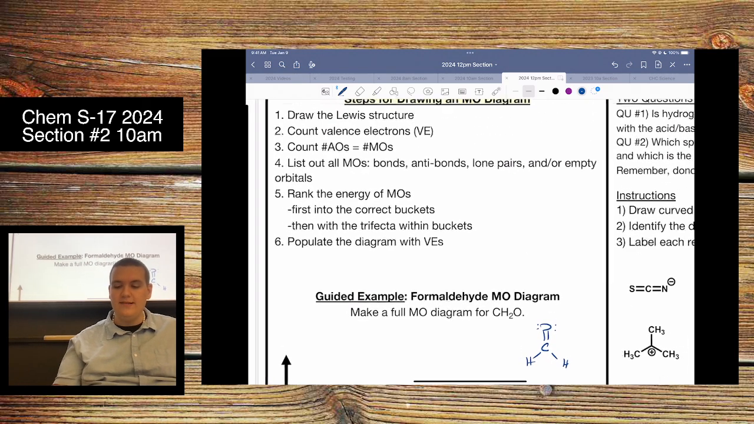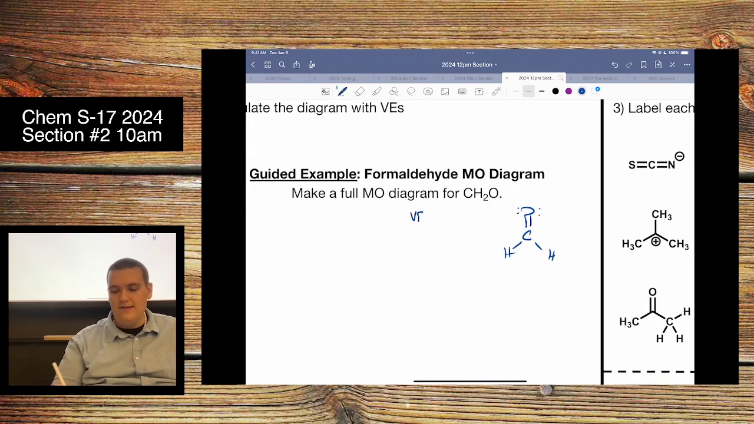Second thing is count the valence electrons. So valence electrons, we have 6 from oxygen, we have 4 from carbon, and we have 2, 1 from each hydrogen. So that should be 12 valence electrons.